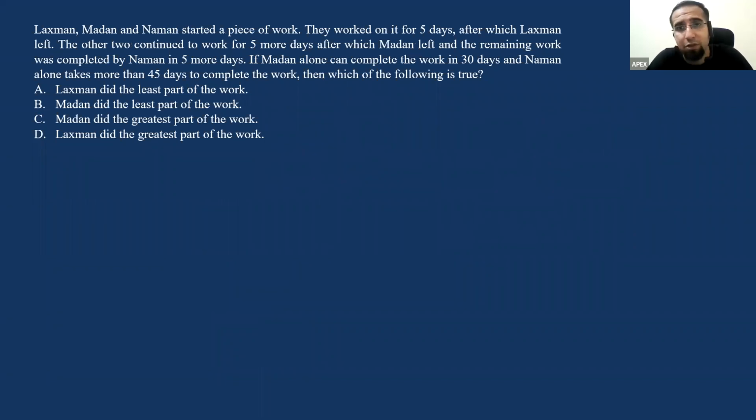Now, this was a beautiful question on time and work. If I would say, this needed a bit of smart thinking to get the answer. Okay. Now, why does it need smart thinking? Let's try to understand. Lakshman, Madan, and Naman start a piece of work. Let's say L, M, and N. They worked at it for 5 days, after which Lakshman left. The other two continued for 5 days, after which Madan left, and the remaining work was completed by Naman in 5 more days. If Madan alone can complete the work in 30 days, and Naman alone can take more than 45 days to complete the work.